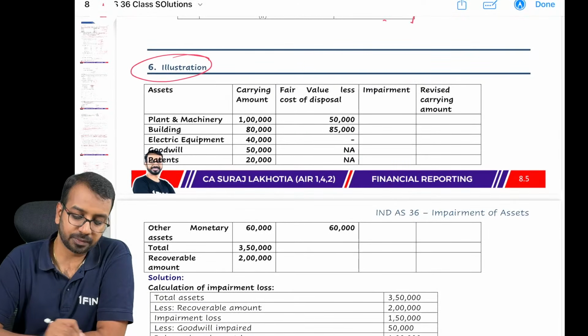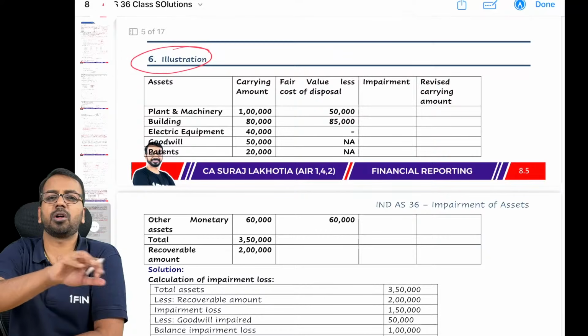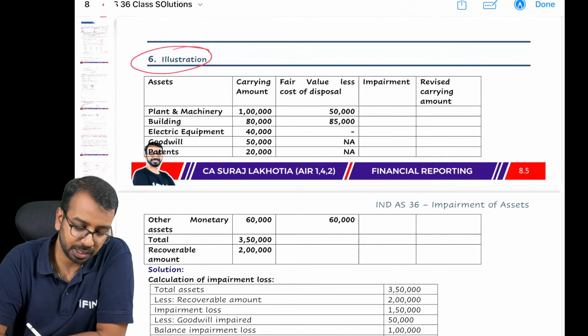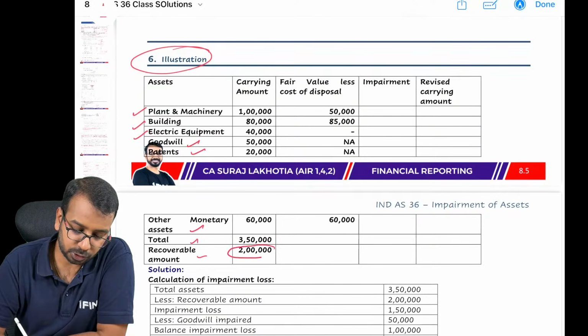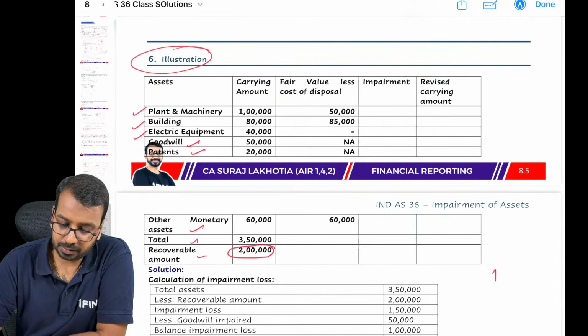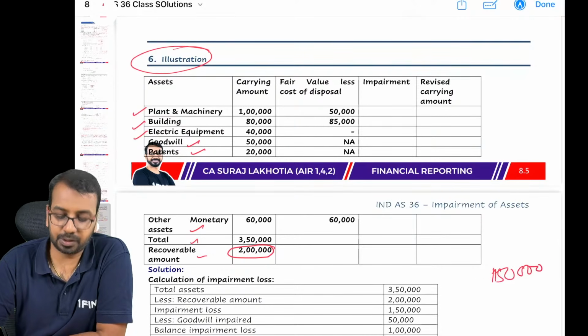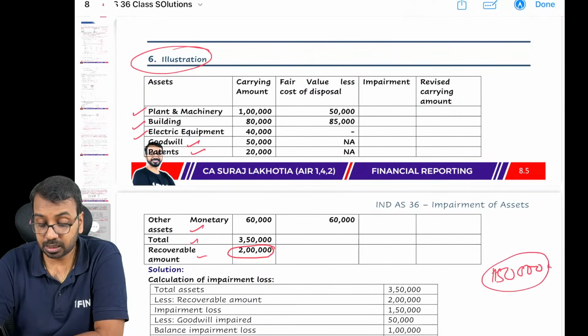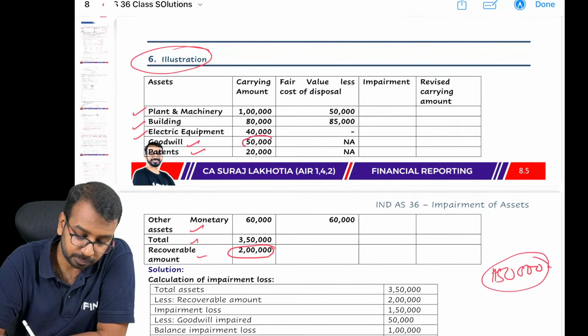This is one comprehensive illustration which covers almost all the aspects of impairment. Okay, so you have a CGU: plant and machinery, building, electric equipment, goodwill, patents, other monetary assets, total, and the recoverable amount is 2 lakhs. So how much is the impairment? Impairment is 1,50,000.